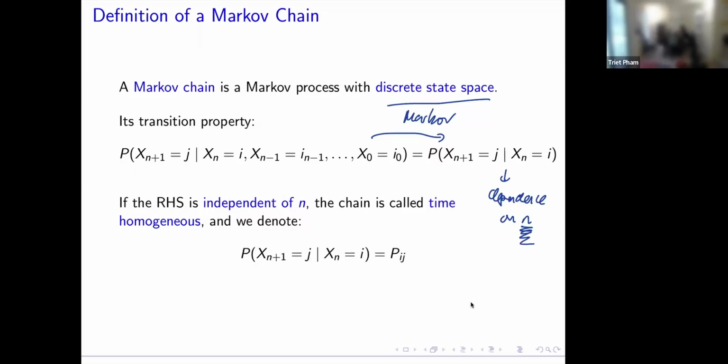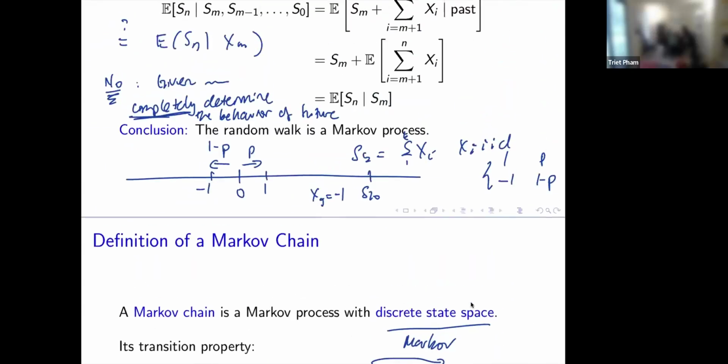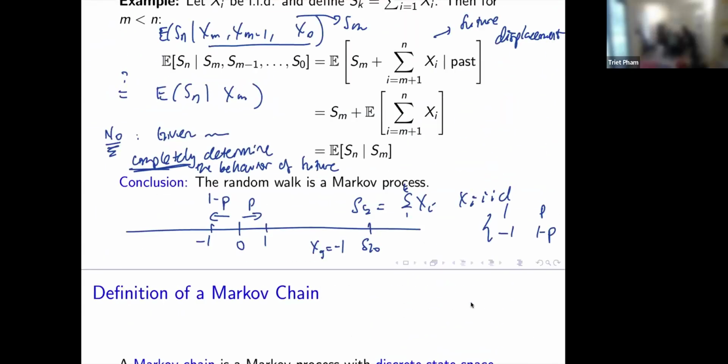Right? Meaning that, yes, to know where you go next, you only need to know the current state. But for example, let's go back to the random walk example here. Suppose you're at S10. Then at time 10, you still move left and right, but the coin you use depends on what time it is. Does that make sense?